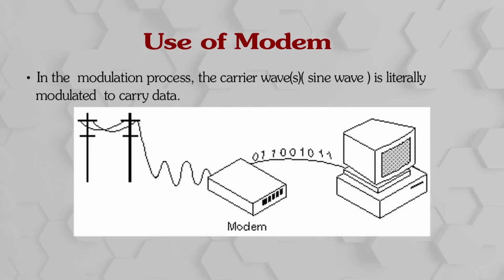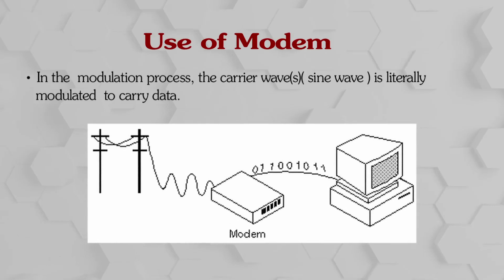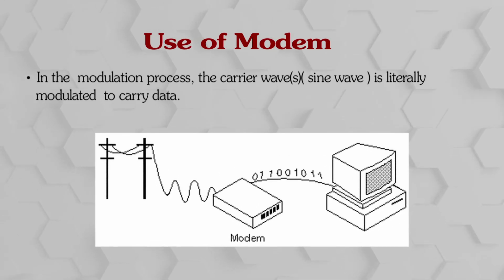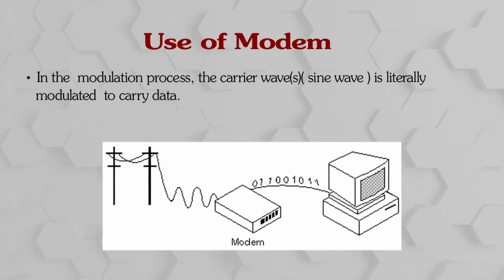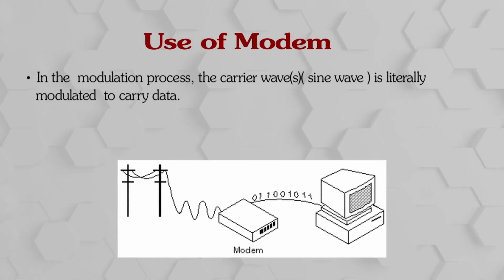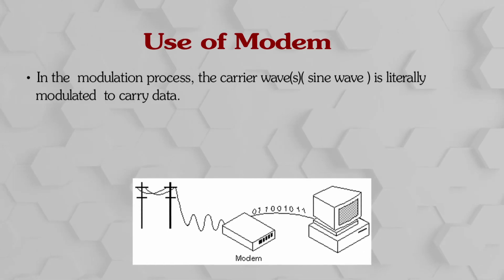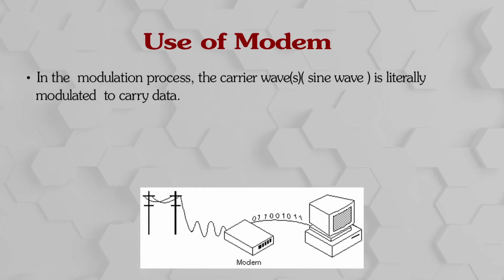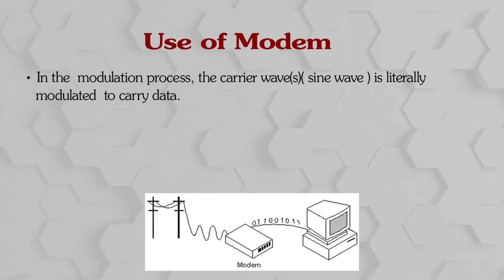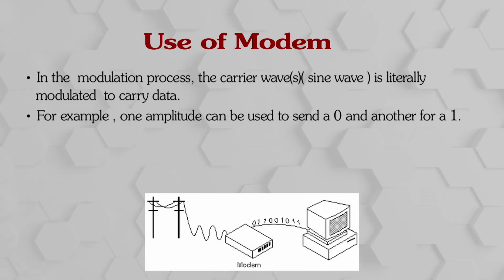In the modulation process, the carrier wave, that is called a sine wave, is modulated to carry data. So data which is carried over is modulated so that it can travel a long distance. For example, just a little bit technical, to understand what modulation is, at the lower side of computer networks or data communication we discuss, one amplitude can be used to send 0.